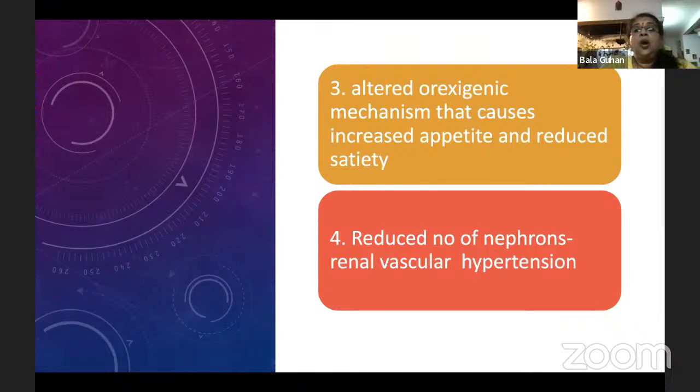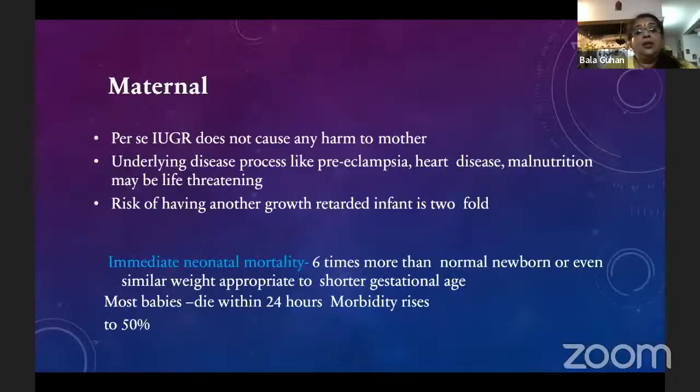Altered orexigenic mechanism causes increased appetite and reduced satiety. A reduced number of nephrons leads to renal vascular hypertension.